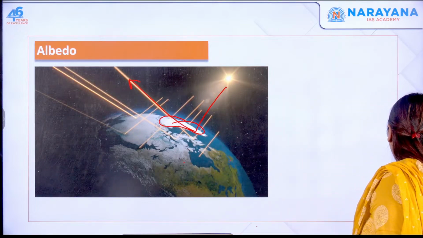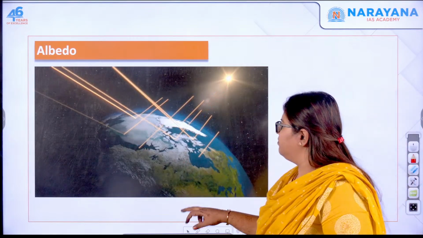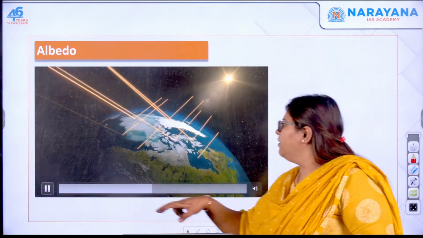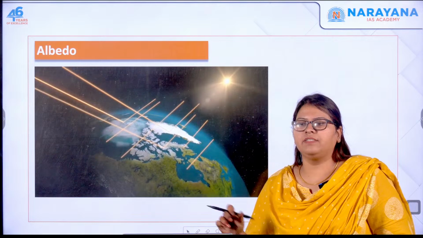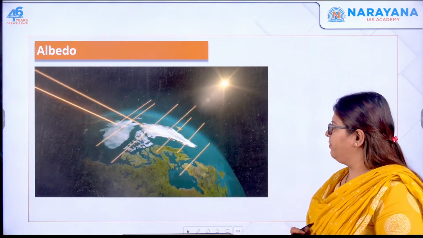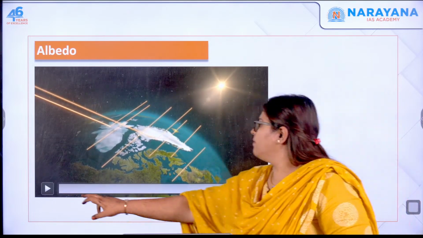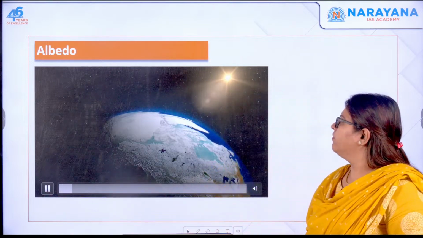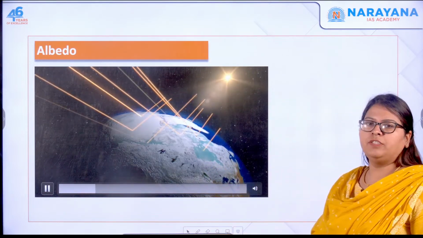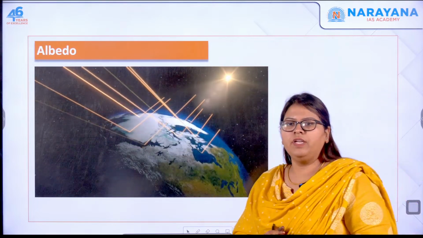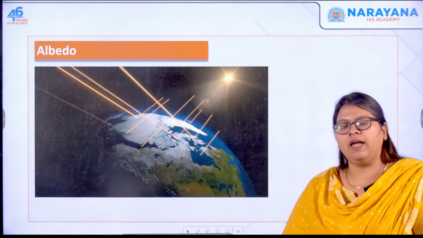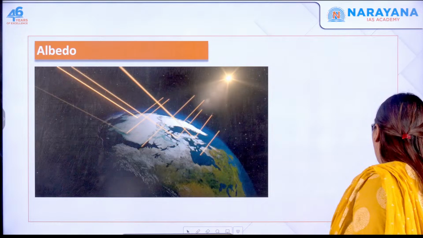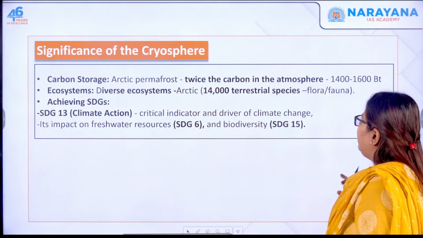Let me play that again for you. If you see here, this is how the reflection actually takes place, and this is called your albedo. This is how the incoming solar radiation is reflected back from the surface of the earth. So this is how the temperature is being regulated by the presence of the cryosphere, and that is how they play an important role. Now let us move forward to see the significance.